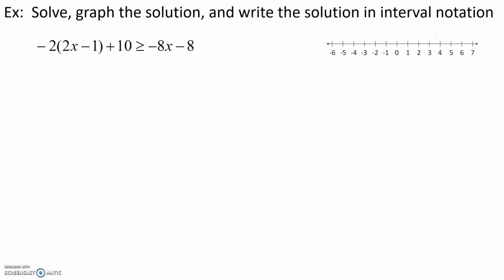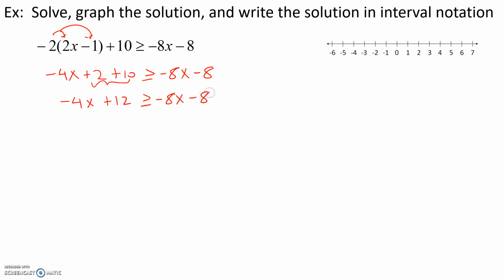For our last example, we're going to solve the following inequality, graph the solution set, and write the solution set in interval notation. First, let's distribute the negative 2. A negative times a positive is a negative 4x. Negative times a negative is a positive 2 plus 10, and that is greater than or equal to negative 8x minus 8. Let's combine our like terms on the left side of the inequality. This will give us negative 4x plus 12 greater than or equal to negative 8x minus 8.